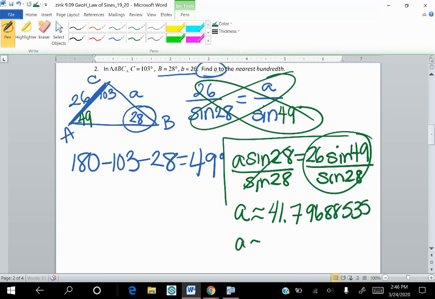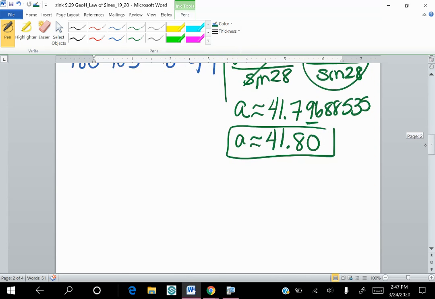41.7968855. This says round to the nearest hundredth, so that's 2 decimal places. So I'm looking here and say, oh, but that 9's got to round up. So it's going to round to 0.80. 41.80 for A.